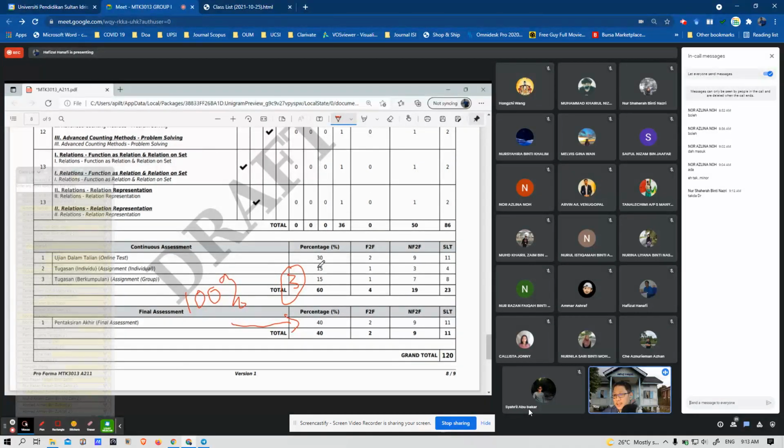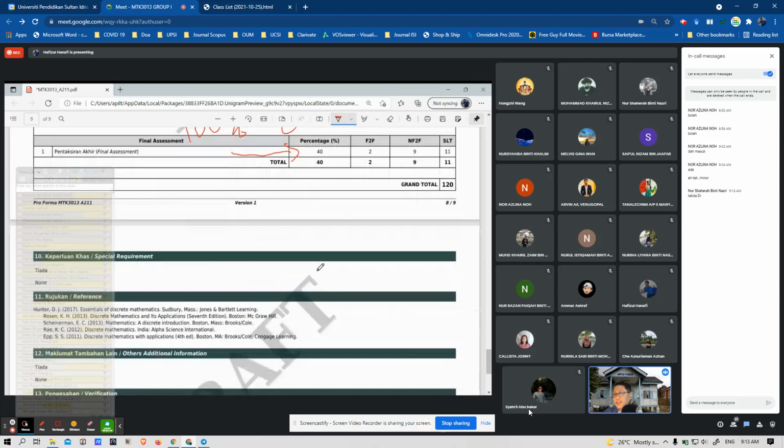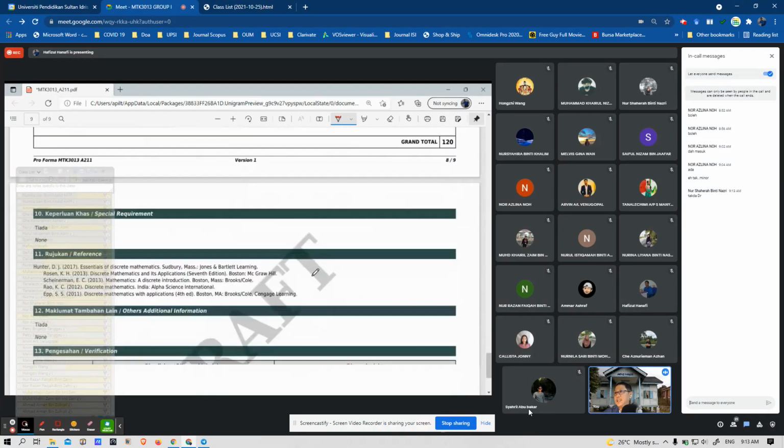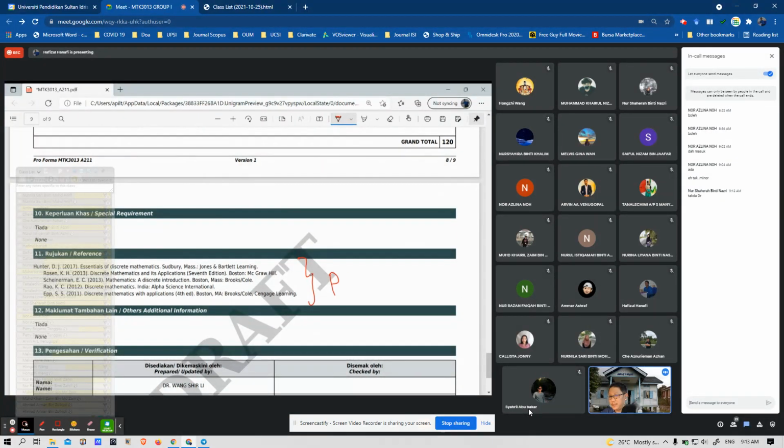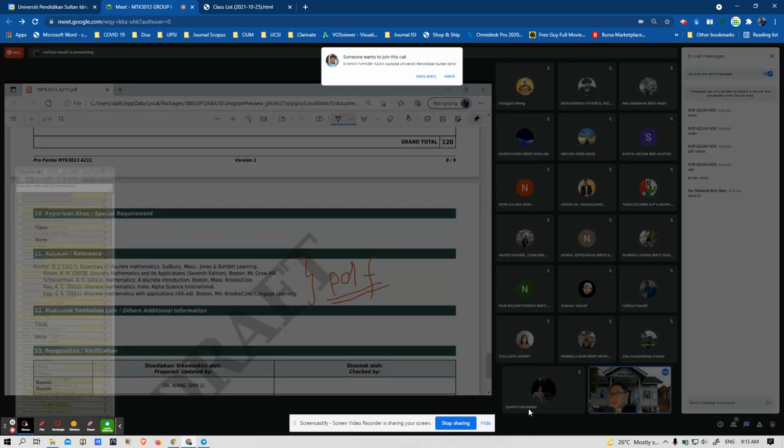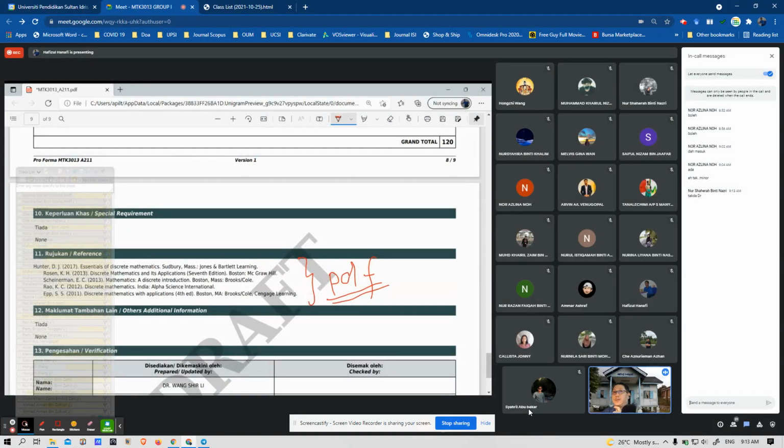For the textbook, I think this is your reference. You can download a PDF. Later I will provide it in Padlet or my guru. Don't worry about the notes, because I will give all the notes to you.